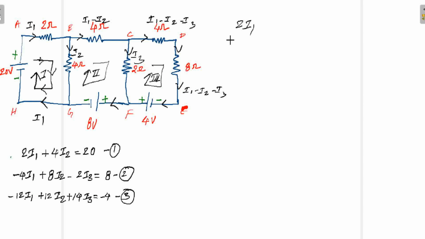So plus, just directly keep 2I1. This is one more convention. Just don't confuse. You have started from A, you have moved to B. From B to G, just observe. So this is your loop direction. This is your current direction. So in the same direction, just write here 4I2 simply.